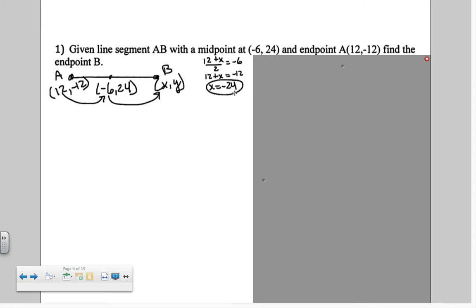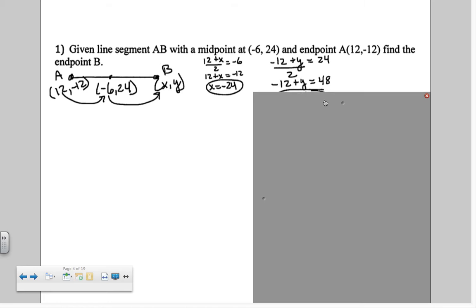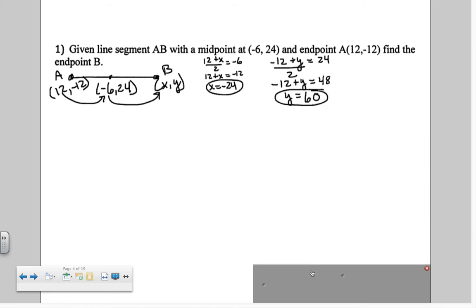to get -24. To get the y value, I'd go -12 plus y divided by 2 gives me 24, because this is my midpoint y. Well, here I multiply both sides by 2, and I get -12 plus y equals 48. Then I add 12 and I get y is 60. So I can tell that y is 60 by using the midpoint formula, or I can think, what do I do to -12 to get 24, and do that same thing to 24 to give me the y.